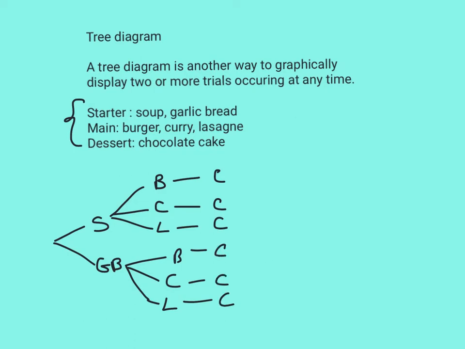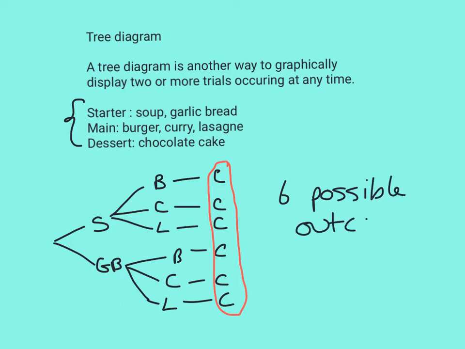Or we could have no dessert either. Okay, but let's pretend that we have to pick all three. So now we can see by looking here the different number of opportunities. We can tell from the very last leaf or the very last stem of our tree that there's 6 possible outcomes, or combinations.